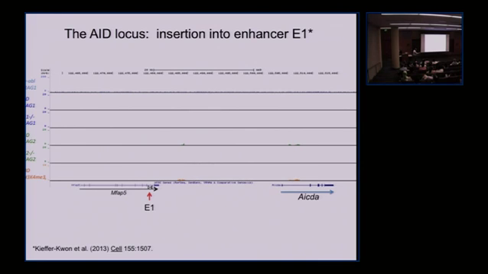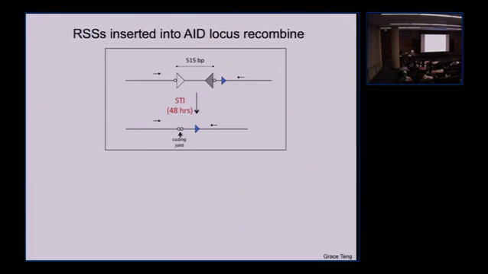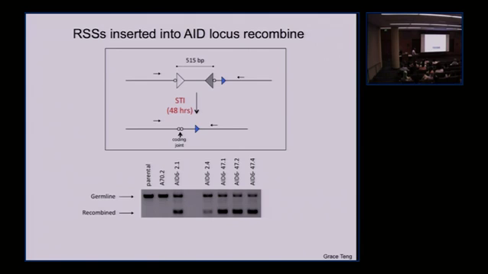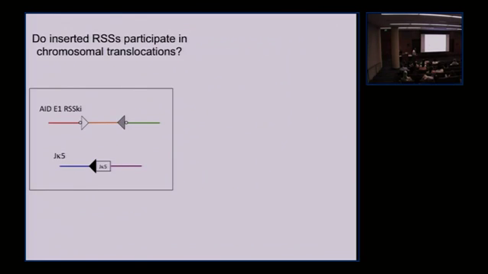So we put the RSSs in here. Do they recombine? And the answer is yes, they recombine like crazy. When we put these RSSs into the AID locus, we use a simple PCR assay, we induce RAG, and we look for this deletion event that would be mediated by RAG, which would form this coding joint. This is the parental band of the uninduced cells, and then after RAG induction, this is the recombined band. And this actually represents something like 10 to 40% of the alleles undergoing recombination. So yes, they recombine like crazy, and we've obtained similar results for RSSs inserted into two other places in the genome. And then the final question: do they participate in chromosomal translocations?